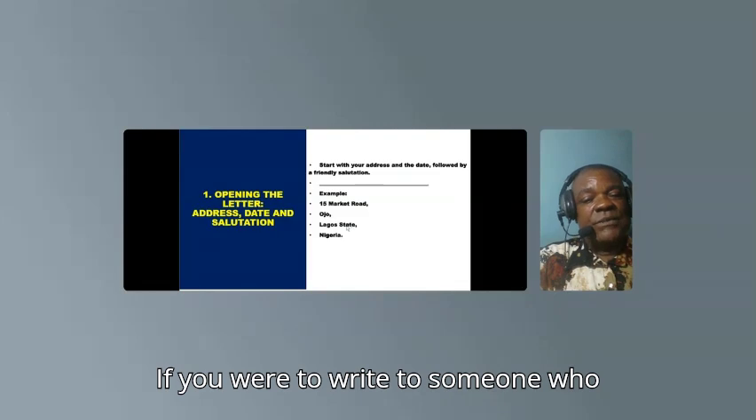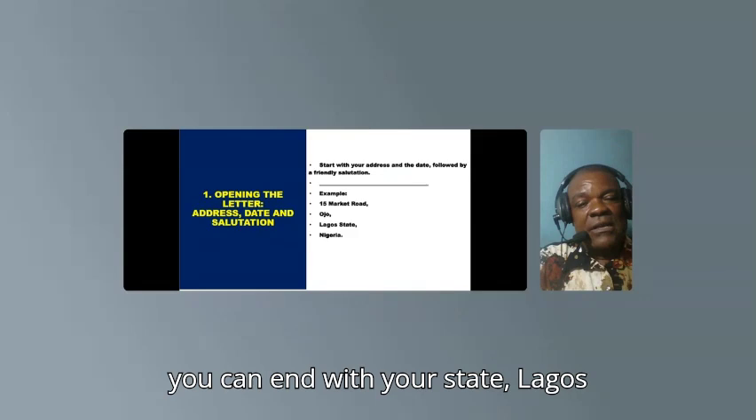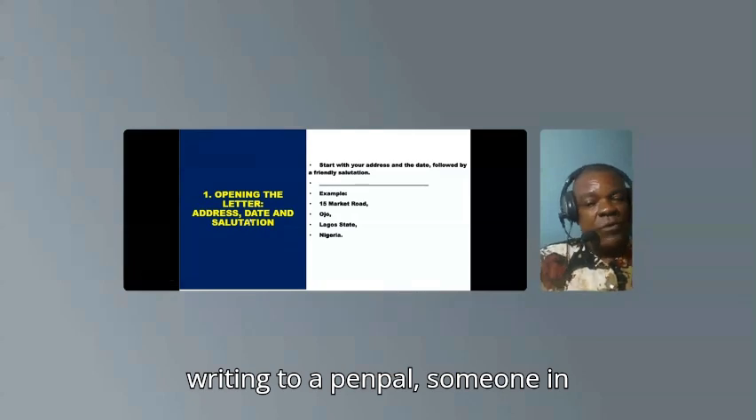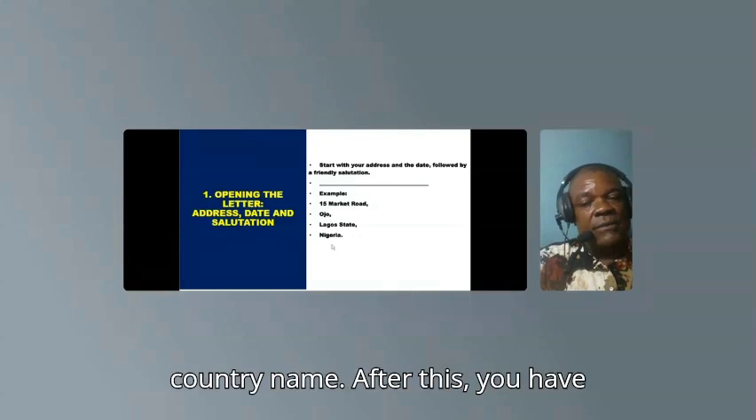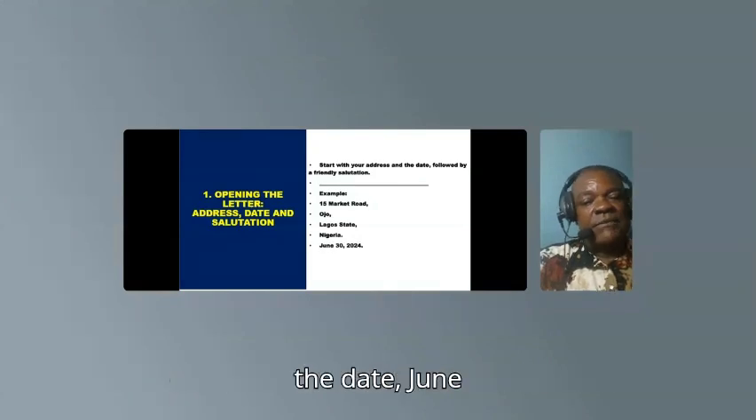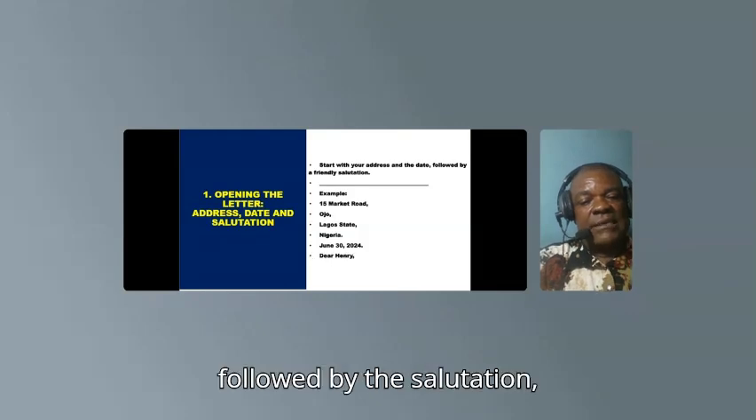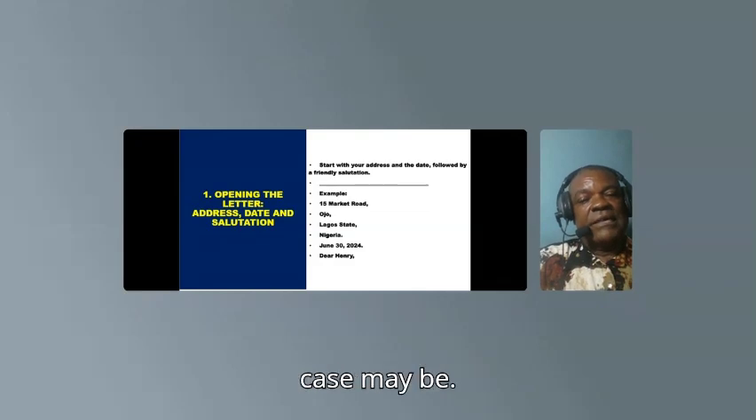If you were to write to someone who resides in another part of the country, you can end with your state, Lagos State, full stop. But because you are writing to a pen pal, someone in another country, you need to include your country name. After this, you have the date, June 30th or June 30, 2024. Okay, this is followed by the salutation, Dear Henry, as the case may be.